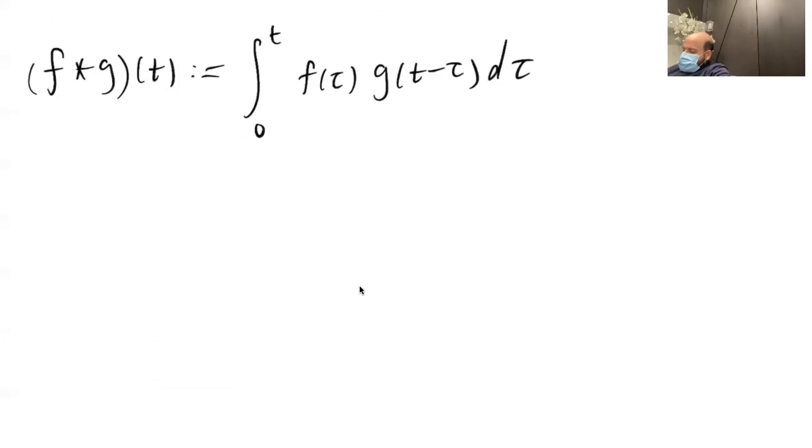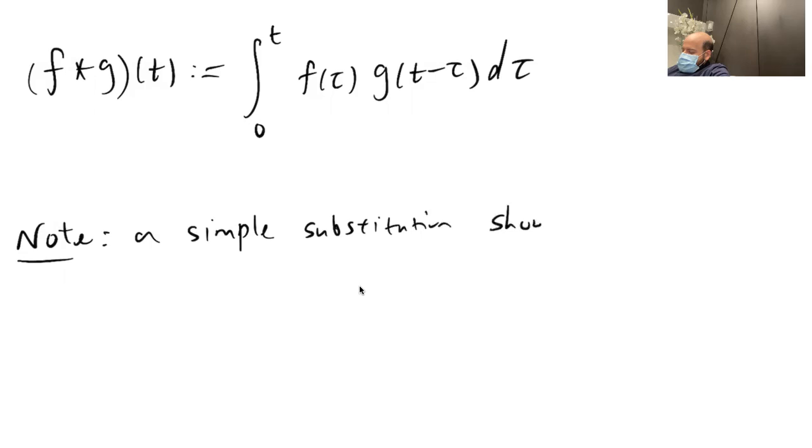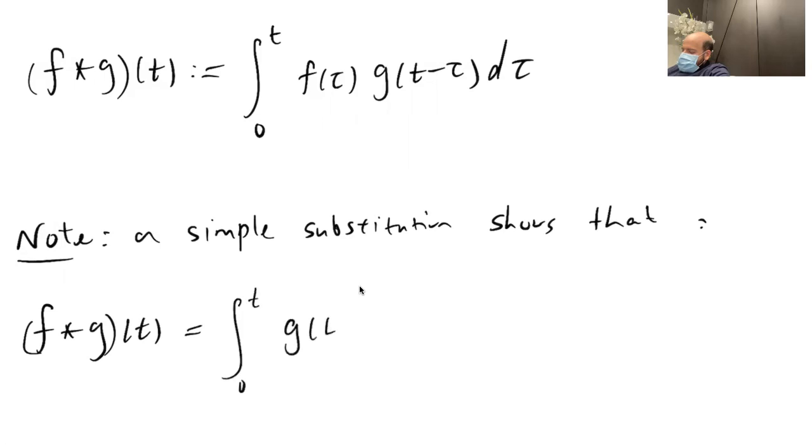Note that a simple substitution shows that the formula can also be written this way. It can also be written as the integral from 0 to t of g of tau f of t minus tau d tau, which is the same as g star f of t.